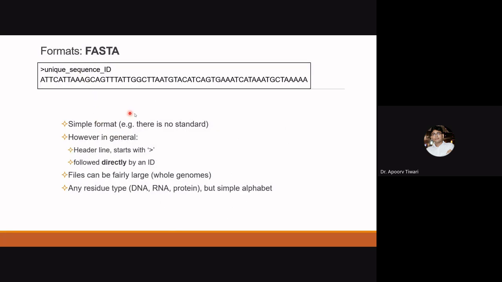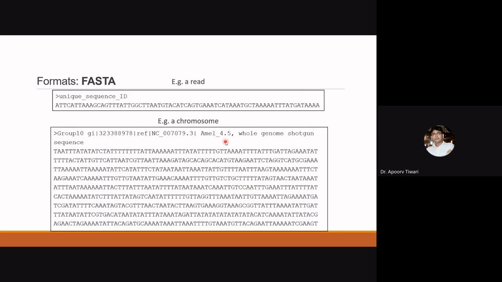As you know, in my previous discussion, I covered what the FASTA format is. It starts from a greater than symbol, a simple format. In general, the header line starts with greater than followed directly by the ID. Files can be fairly large, even a whole genome, with any residue type, DNA, RNA, protein, but a simple alphabet. So it is easy to understand the FASTA format, and you can see it is a short sequence, and it could be a whole genome sequence.